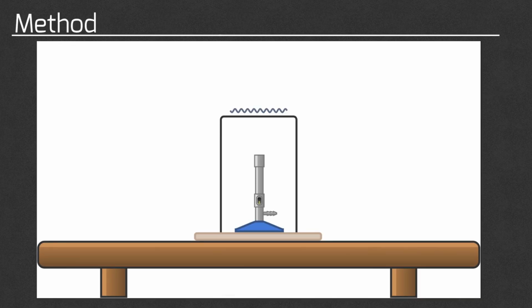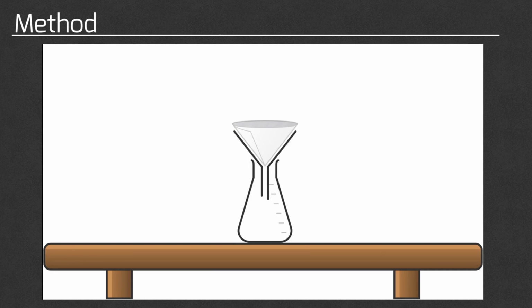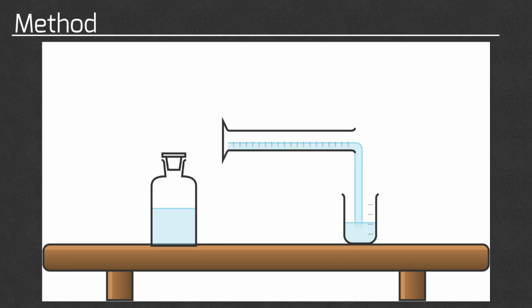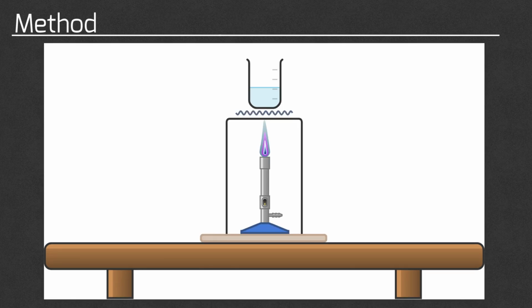You'd want to start by setting up the tripod, gauze, Bunsen burner and heat-proof mat. You would also want to set up the filter paper in a funnel over a conical flask. The first step of the method is to measure out 40 centimetres cubed of sulfuric acid using a measuring cylinder and pour it into a 100 centimetre cubed beaker. You would then place the beaker on the gauze and heat the acid over a Bunsen burner until it is almost boiling. At that point, you would turn off the Bunsen burner.